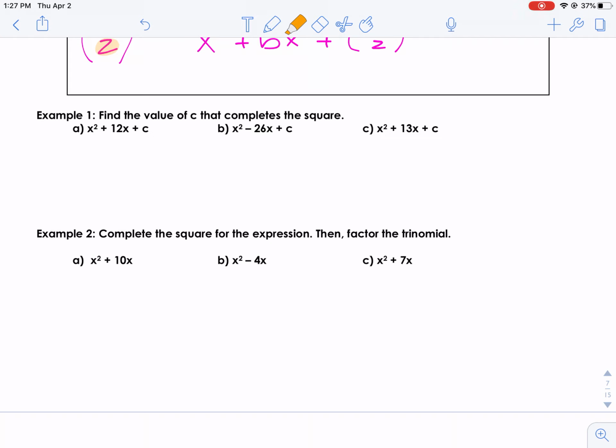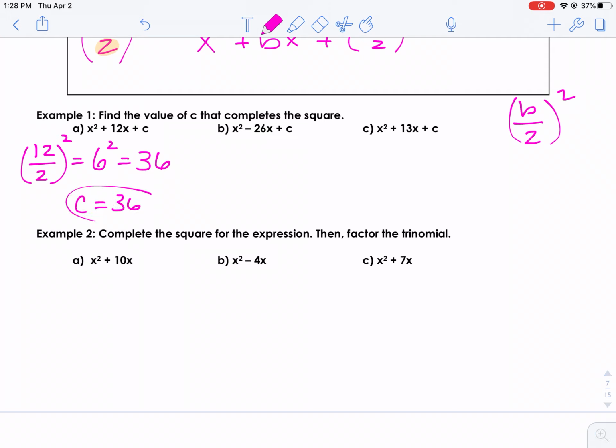Okay, so example 1 is asking you to find the value of c that completes the square. So we're looking for the value of c that makes it a perfect square trinomial. So we want to follow that pattern of taking b, cutting it in half, and squaring it. For a, we're looking at a b value of 12. So we would take 12, cut it in half, and square it. That would give us 6 squared, which is 36. So c would equal 36.